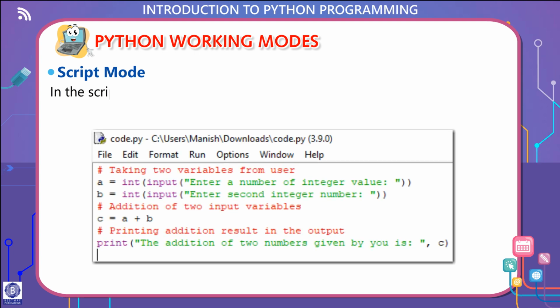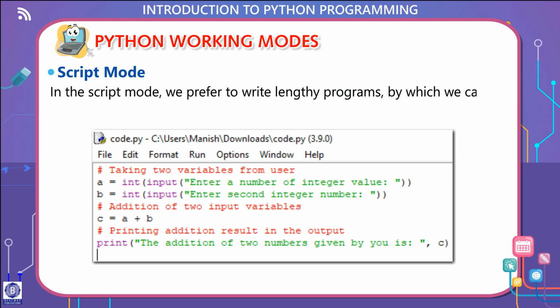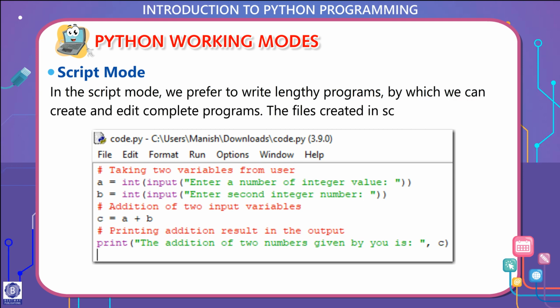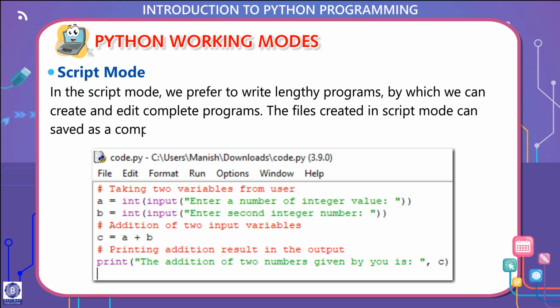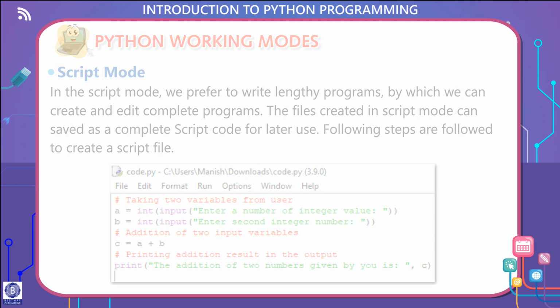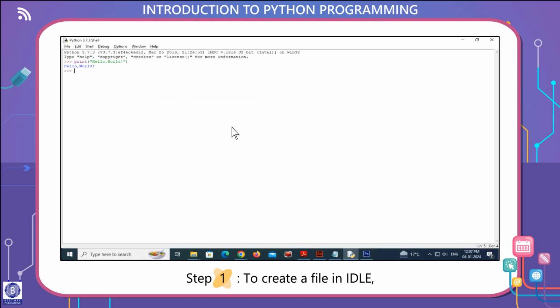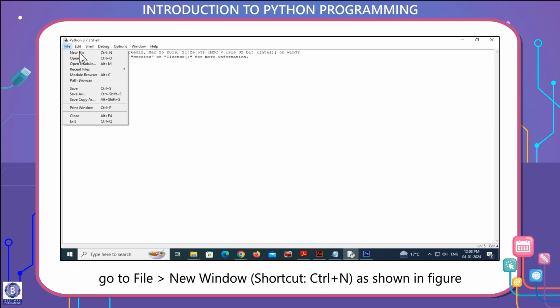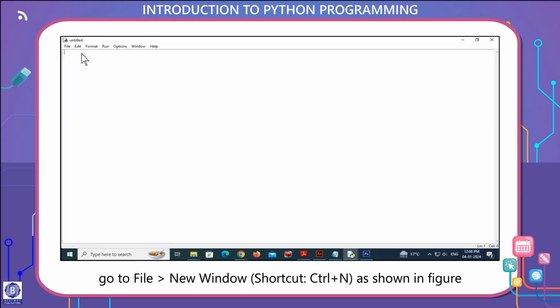Script mode. In the script mode, we prefer to write lengthy programs by which we can create and edit complete programs. The files created in script mode can be saved as a complete script code for later use. The following steps are followed to create a script file. Step 1. To create a file in IDLE, go to File, New Window, shortcut Ctrl+N as shown in the figure.